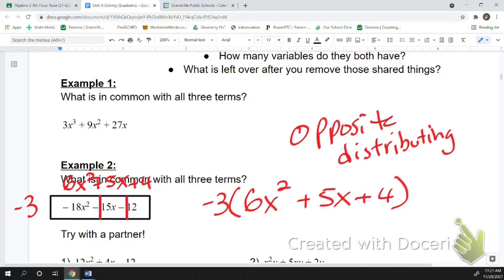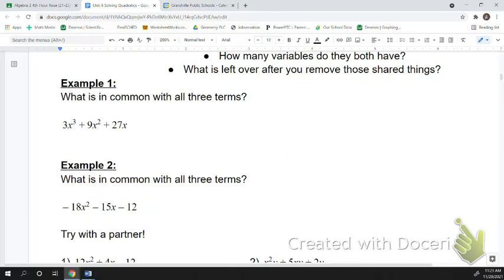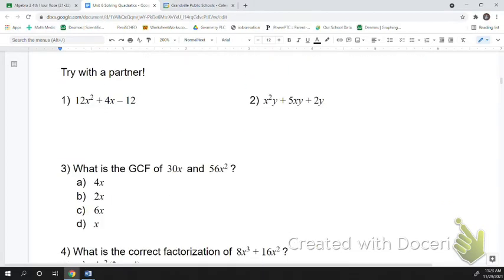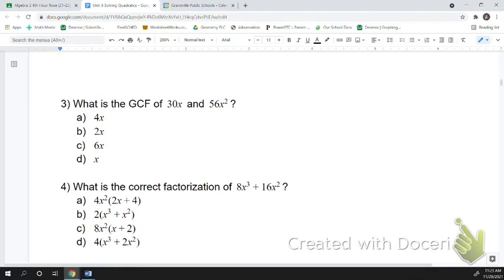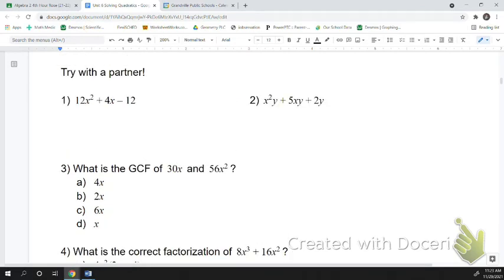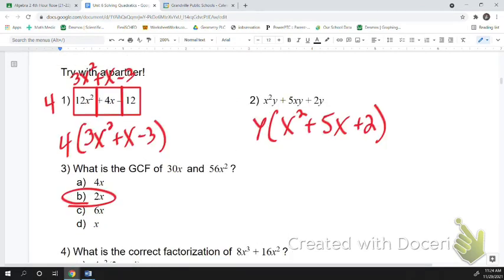Let's try it now. You got some problems to try with someone near you, a partner. Again, what are they all divisible by? Look for a number, look for a variable. You've got 1 and 2 to try, and then 3 and 4 are multiple choice. Try with a partner. Let's go. You got to pull out the greatest common factor. Yeah, for number 4, it should be C.